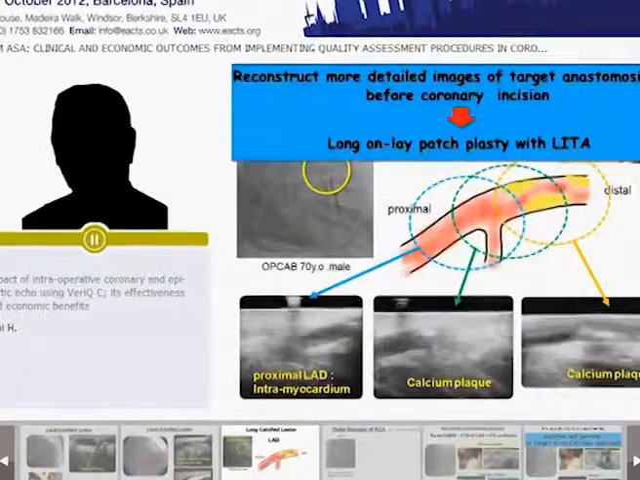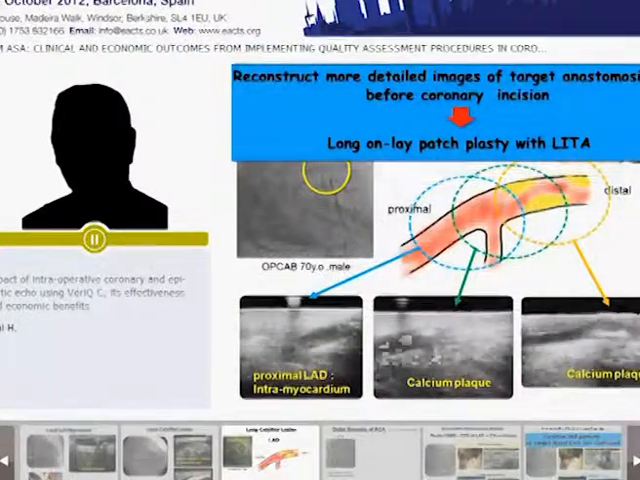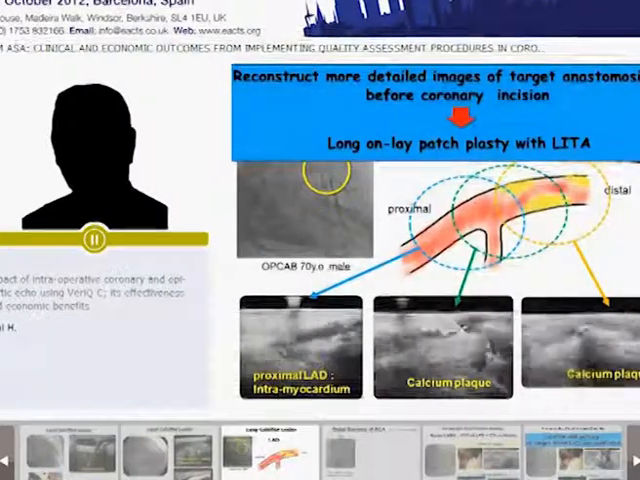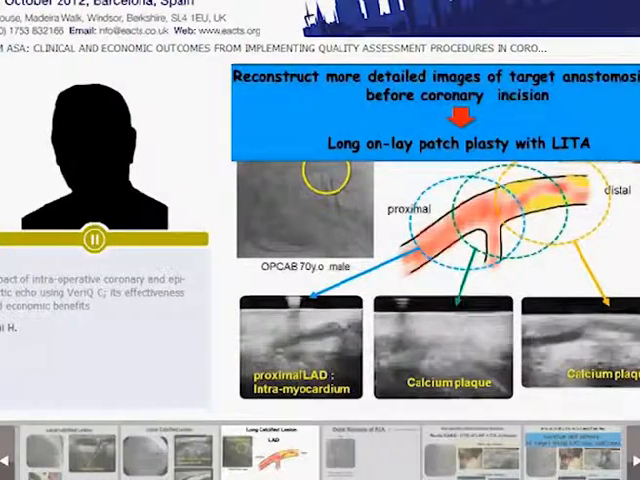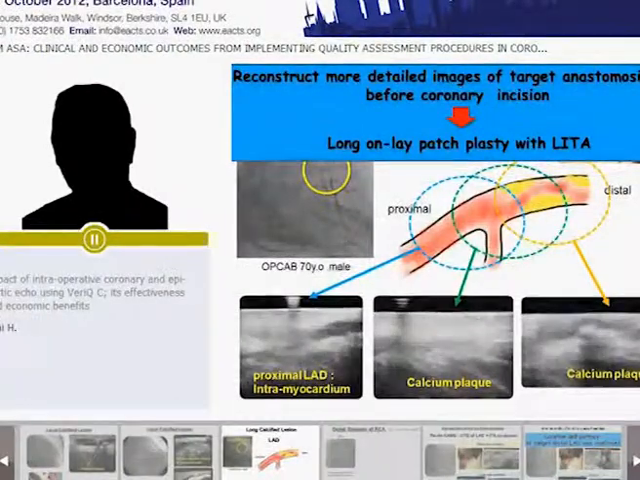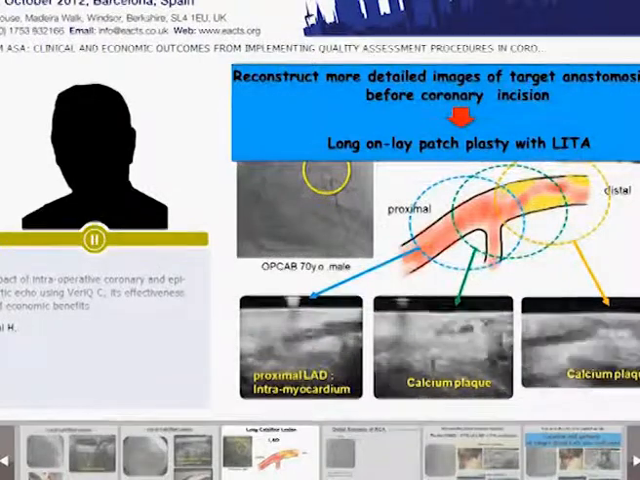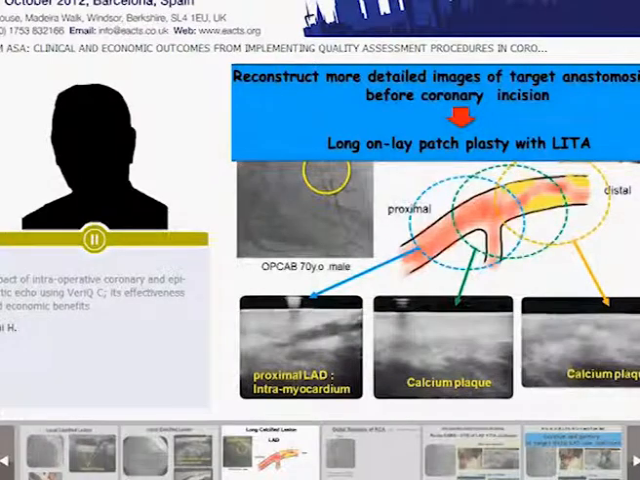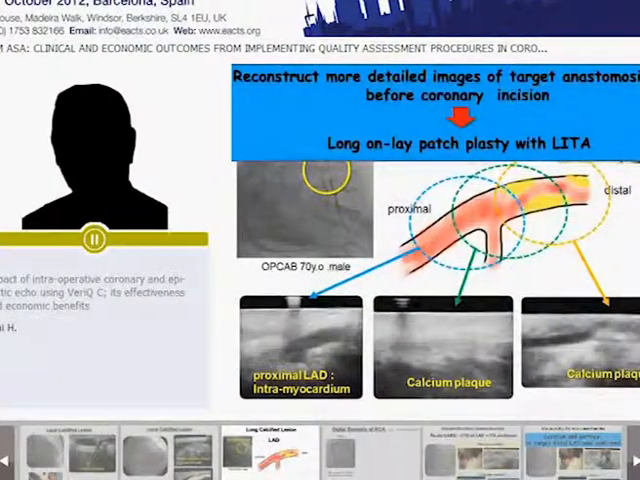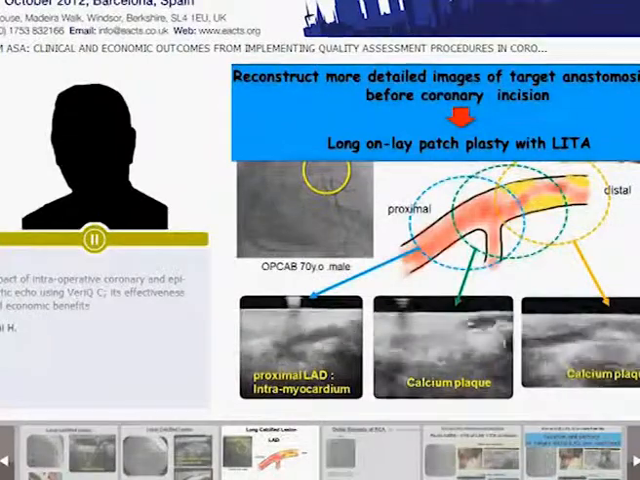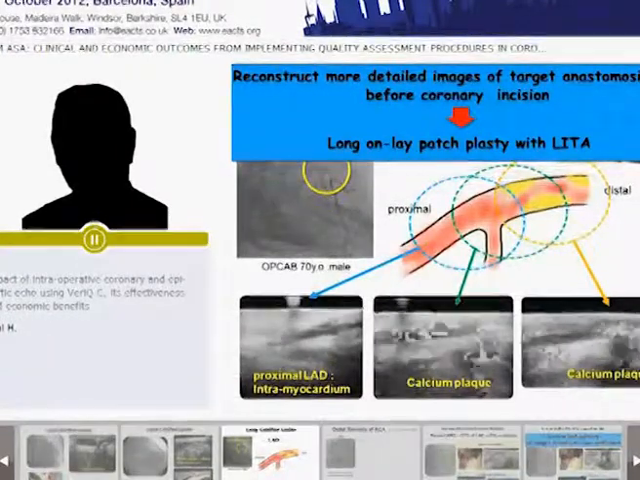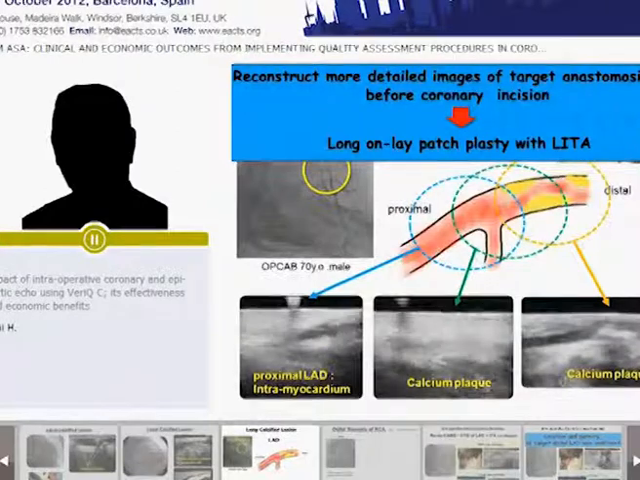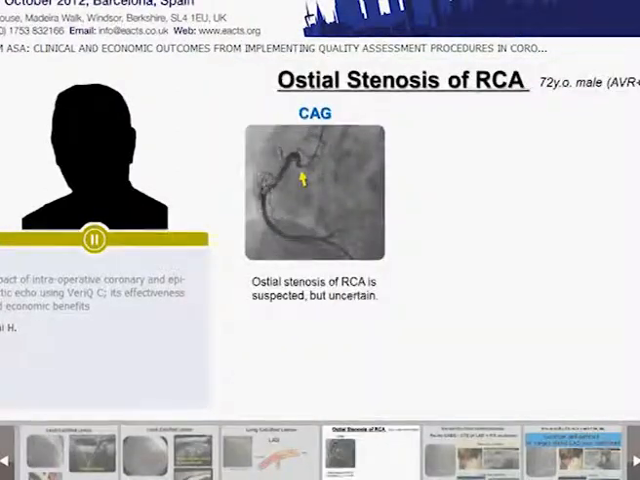Finally, I make a reconstruction of more detailed images of the target anastomotic site before coronary incision. Like for mitral valvuloplasty, where you scan the mitral valve and make images of it before you start repair, before starting the incision of the coronary artery we make this kind of picture. Then we get an adequate anastomosis. In this case, I made a long onlay patchplasty.